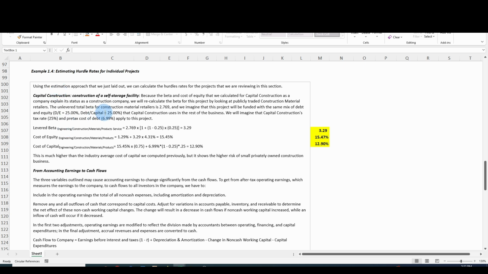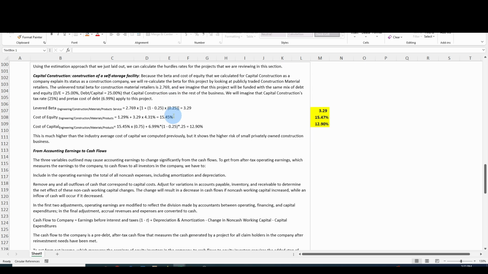25% debt to capital. That is the capital structure Capital Construction uses in the rest of the business. We will imagine Capital Construction's tax rate to be 25% and a pre-tax cost of debt of 6.99% applied to this project. Levered beta: the 2.769 up here times 1 plus (1 minus the tax rate) times our debt level equals 3.29.